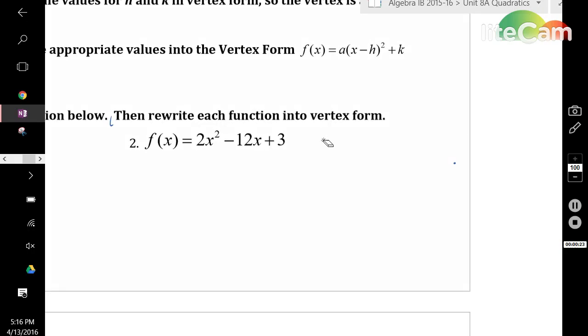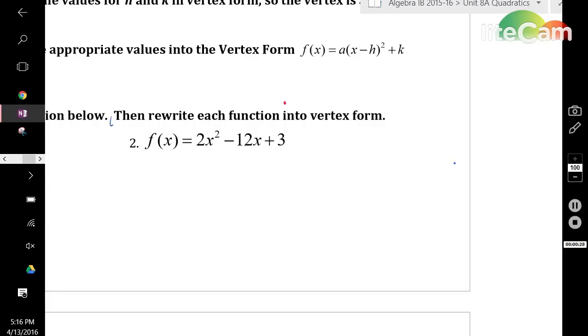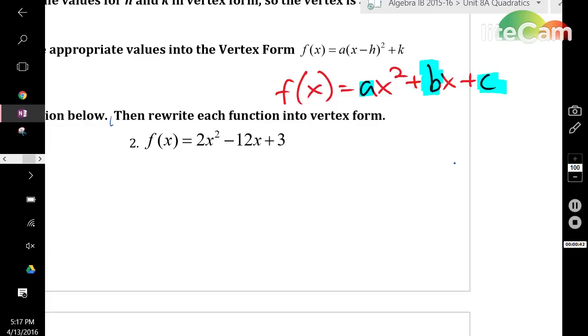Well, standard form looks like this example here. It's in the form of f of x equals ax squared plus bx plus c, with a, b, and c being coefficients of each term. It's very important that you first identify those, because in order to find the x value of the vertex, or your h value, you have to do negative b divided by 2 times a. So you need to know what a and b are in the function.